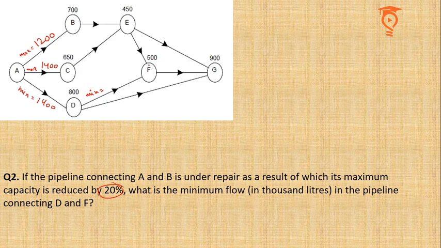It should not happen that the capacity is not fulfilled here and so it becomes necessary to send flow in this one. So let us see, if 1200 is flowing here, 700 consumed, 500 will be flowing in this pipe. 450 consumed.